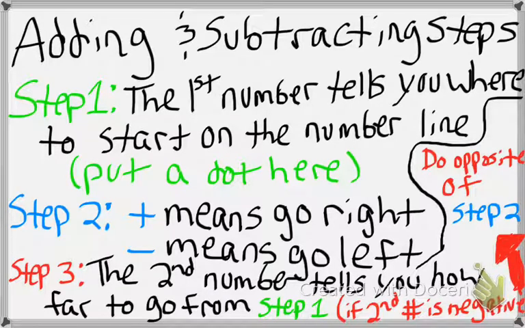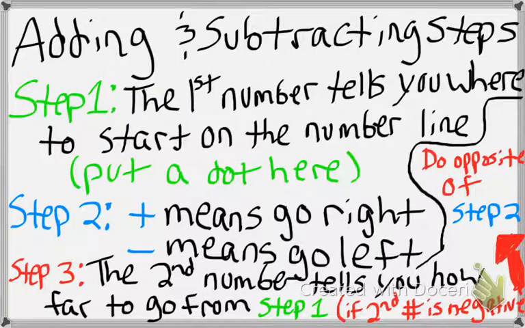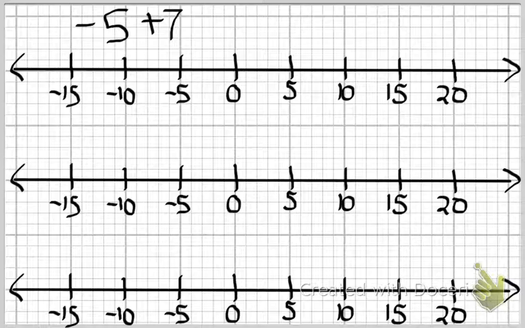Alright, so the adding, subtracting steps. Step one, as always, the first number in the question tells you where to start on the number line. You need to put a dot here, wherever that location may be. So, for example, if you had negative 5 plus 7, ignore the plus 7, we don't care. Step one we said was look at the first number. The first number is negative 5. So step one is put a dot at negative 5.